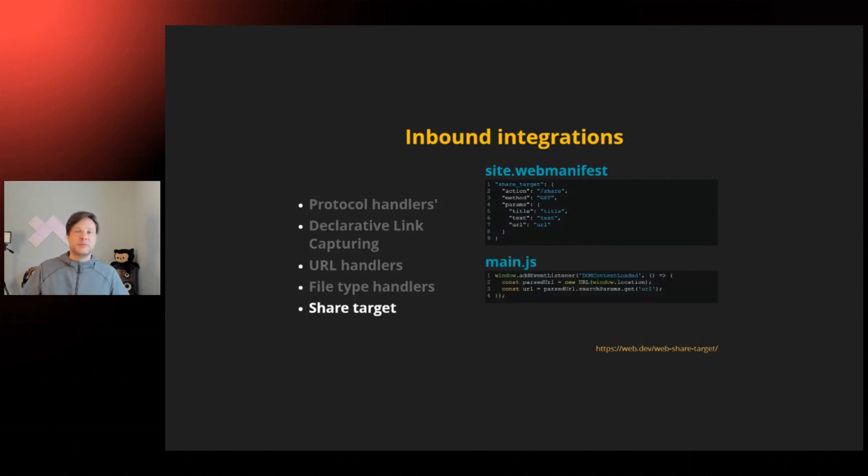And then your app will be invoked in a way where you receive information about what to share, what title, what description, and then you decide what to do exactly, for example, which API endpoint you want to call.